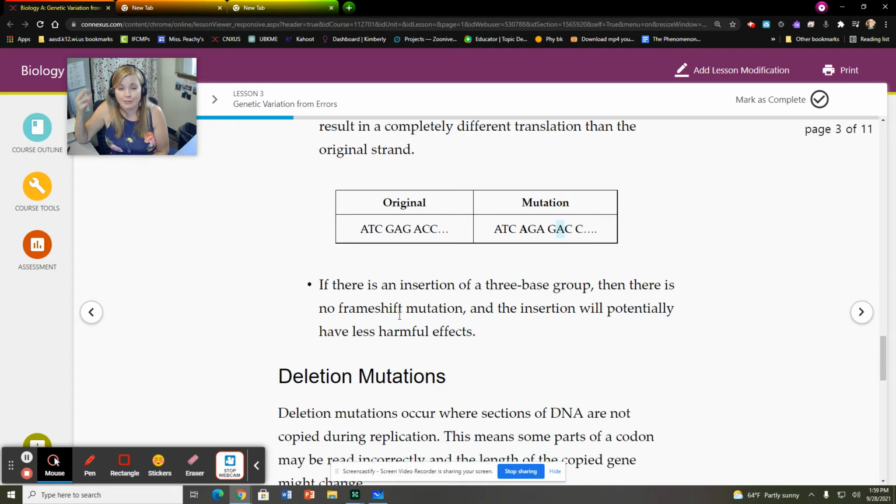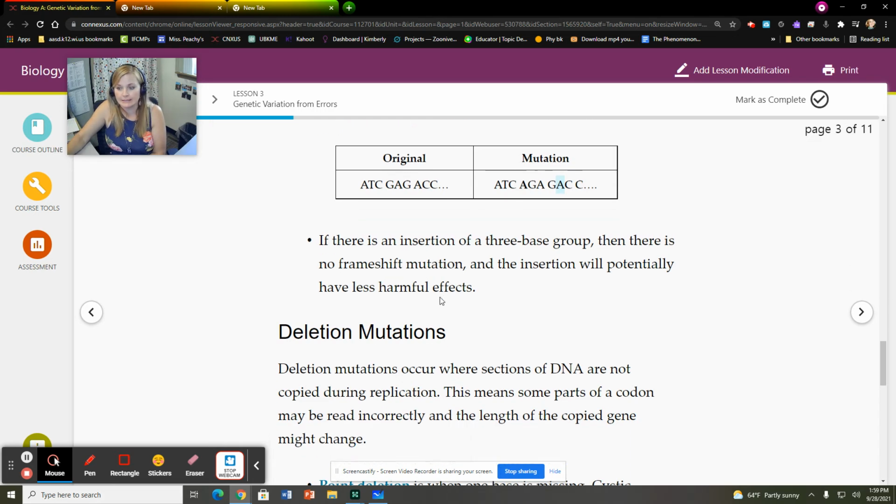If the insertion is a full 3 bases, it won't matter because you'll just kind of skip over that. It probably will, it could still mess things up, but the likelihood is a lot less.